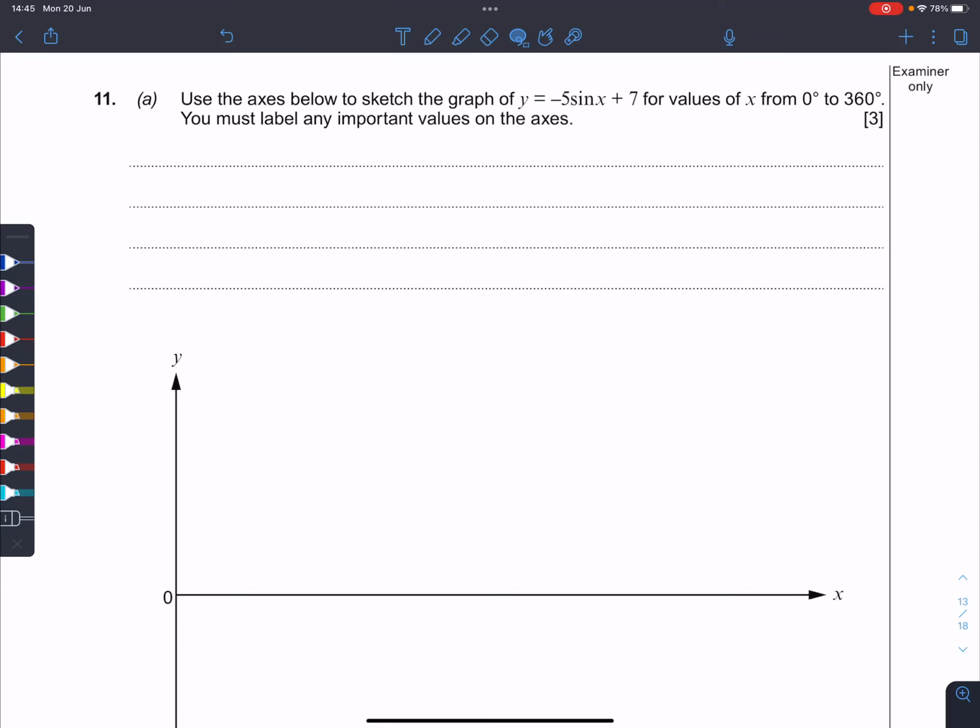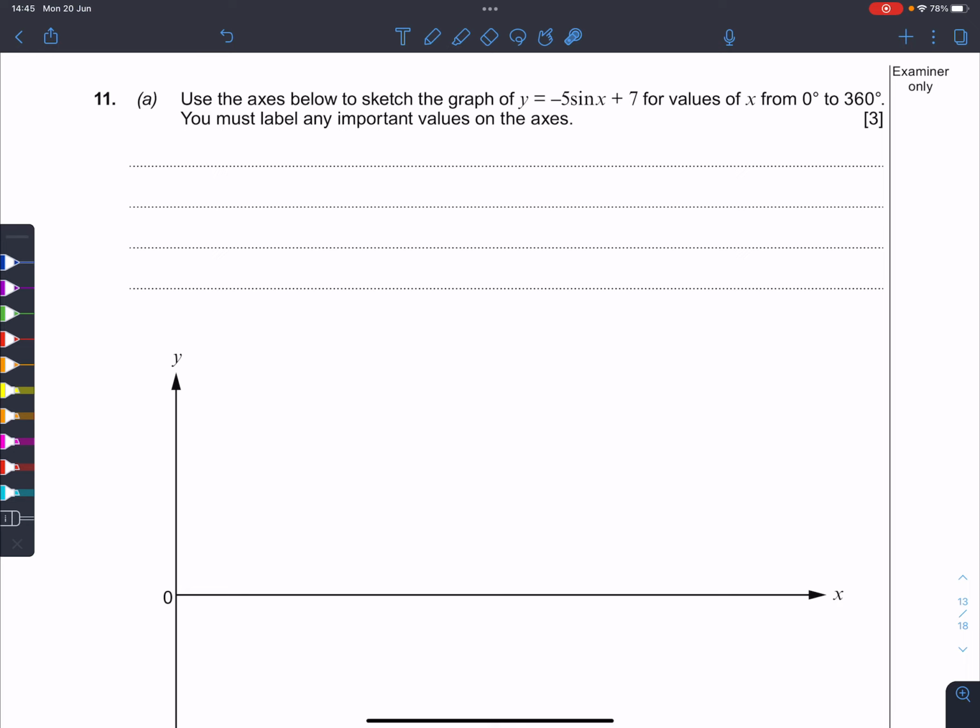Okay, this is question 11 on the WJEC Additional Maths paper from 2009. And this is a trigonometrical graph question. So we have to use the axes below to sketch the graph of y equals -5 sine x plus 7 for values of x from 0 to 360. Okay, you must label any important values on the axis.